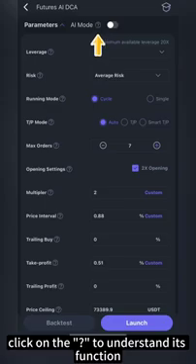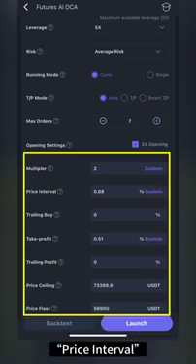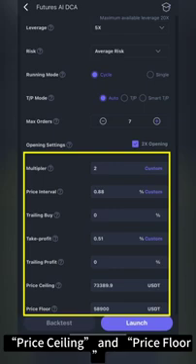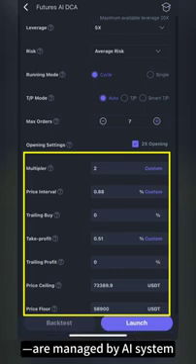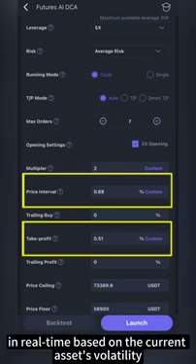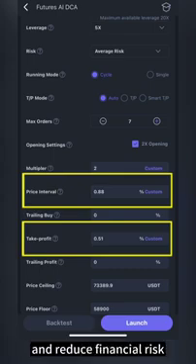Click on the question mark to understand its function. After enabling AI mode, all 7 parameters, multiplier, price interval, trailing buy, take profit, trailing profit, price ceiling, and price floor, are managed by the AI system. The system calculates and sets the price interval and take profit in real time based on the current asset's volatility to dynamically optimize capital efficiency and reduce financial risk.